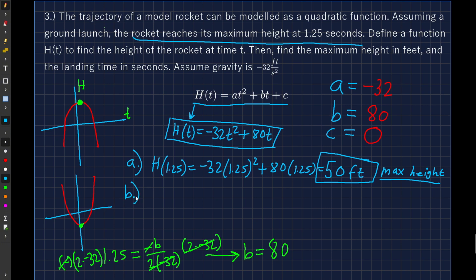Part B then asks us to find the landing time in seconds. Now we know that when the rocket lands, it will be at a height of 0 feet. That makes intuitive sense, right? Since the height is equal to 0, we then need to solve for the time t at which that happens. So negative 32 t squared plus 80t equals 0. Now, let me just make some space down here.